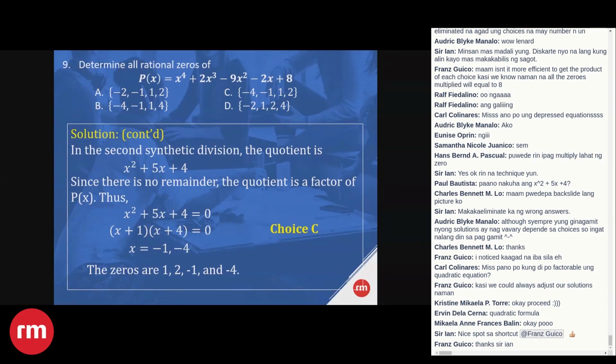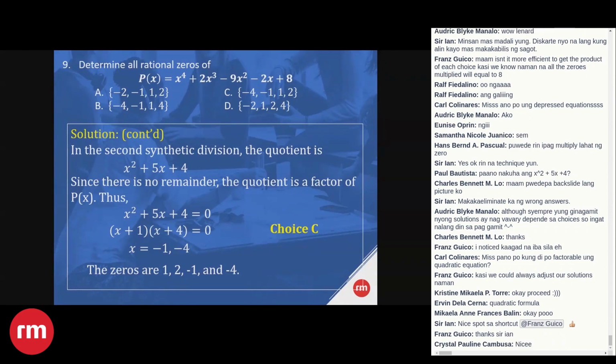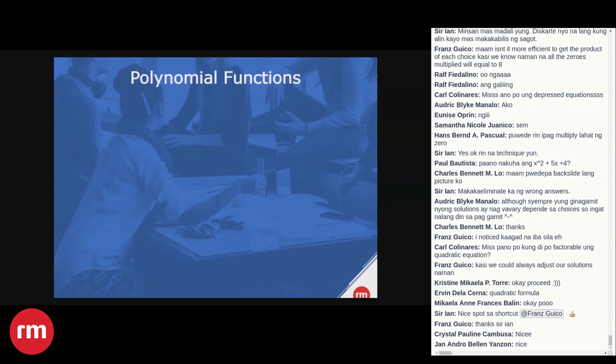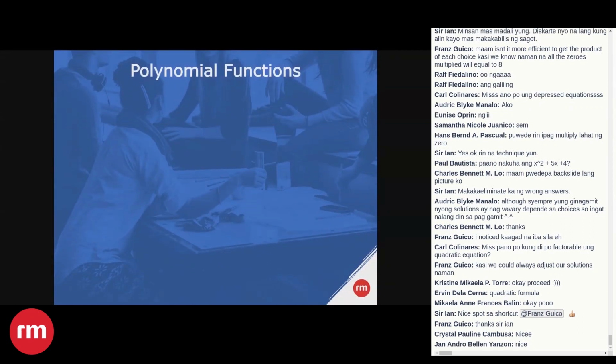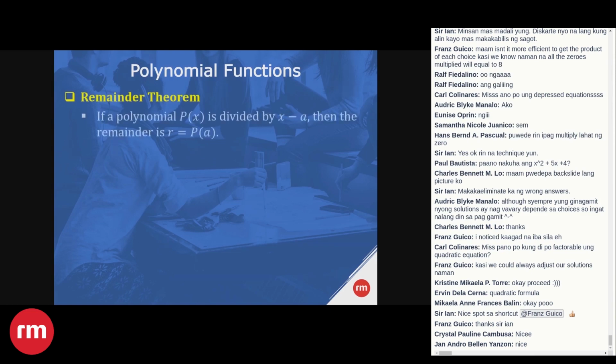Okay, so you adjust your techniques depending on the choices of the problem. So whatever is efficient, you do that. Okay, that's good, friends. Thank you for that suggestion. Okay, shall we proceed? So now, let's have polynomial functions.